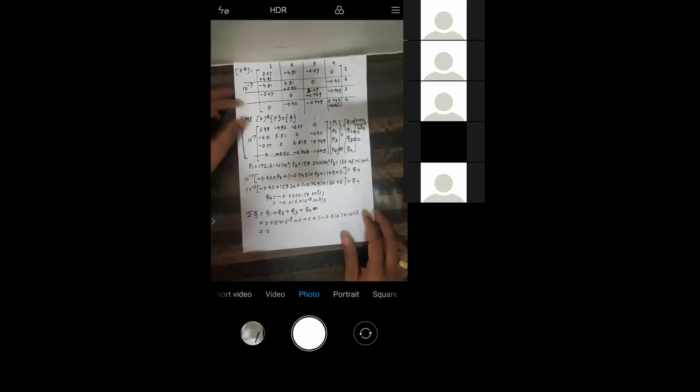Okay, we will finish this chapter. And in the next lecture, we will start with the solution of differential equation. Okay, so in the next lecture, we will solve the solution of differential equation. Is it okay to everyone?